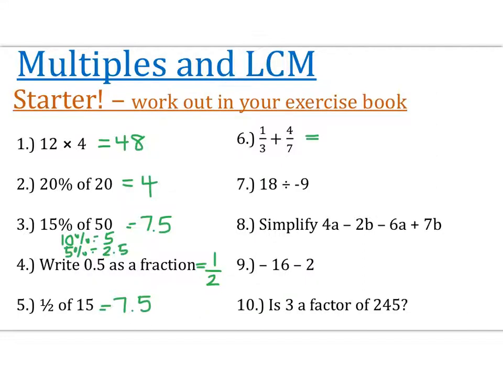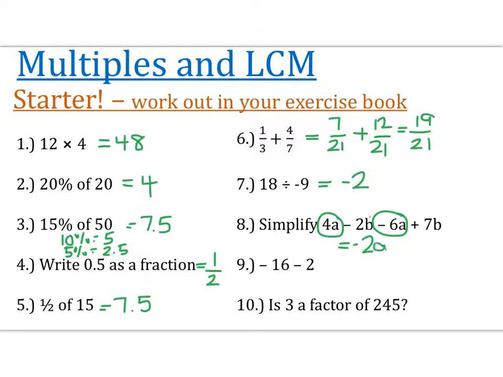1/3 plus 4/7. They both have 21 in common. To get from 3 to 21, I times by 7, and to get from 7 to 21, I times by 3. So I've got 19 out of 21. 18 divided by -9 is -2. Simplify these: 4a minus 6b is -2a, and -2b plus 7b is +5. -16 take away 2 is -18.